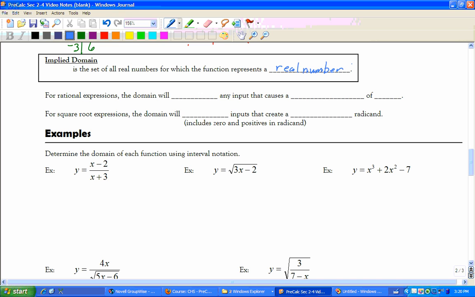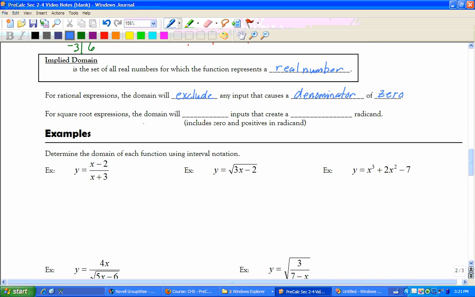So for rational expressions, these are the ones that are fractions. We want to exclude any inputs, any parts of the domain, any x's that cause a denominator of 0. And we've done this before in previous sections, so this is just a review.